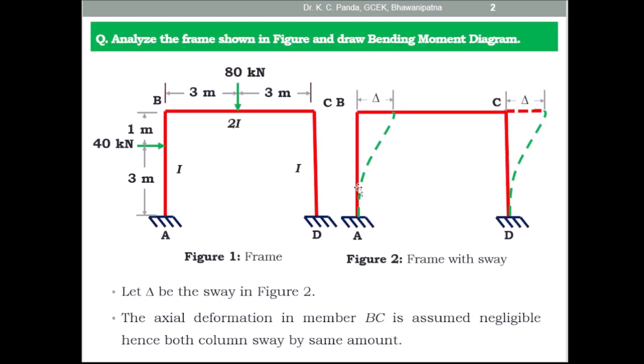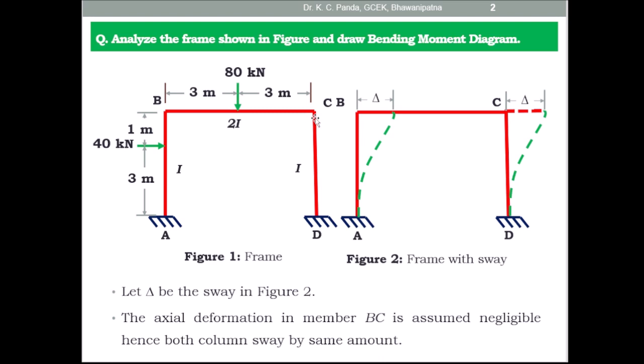As you know, the first step, you have to find out the fixed end moments. So here you see, this is the vertical member AB and this is horizontal member BC and CD is the vertical member. So on the vertical member AB there is present 40 kilonewton load at a distance 3 meter from the support A and 1 meter from the joint B. Here you have to treat 40 kilonewton load as an eccentric loading. So you have to find out the fixed end moment MFAB and MFBA.